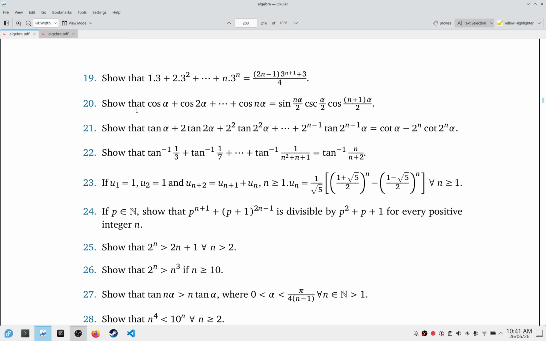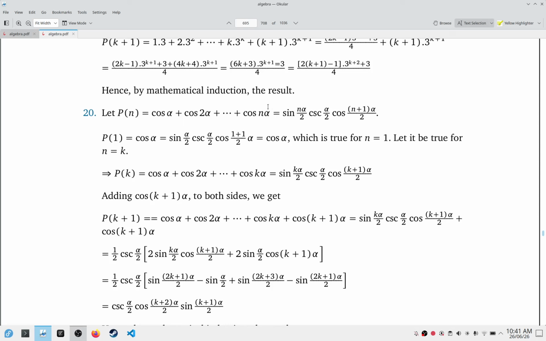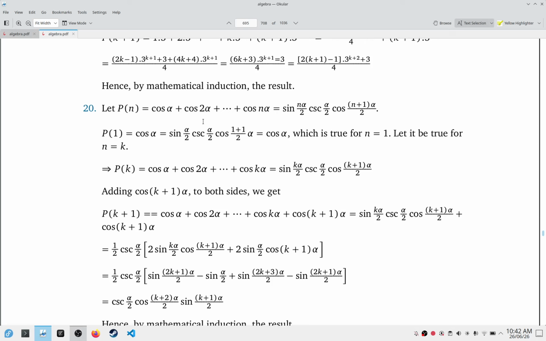Question 20 says that show that cos alpha plus cos 2 alpha up to cos n alpha is equal to sin (n alpha by 2) times cosec (alpha by 2) times cos ((n plus 1) alpha by 2). So if you don't know trigonometry yet, then you should come back to this problem later.